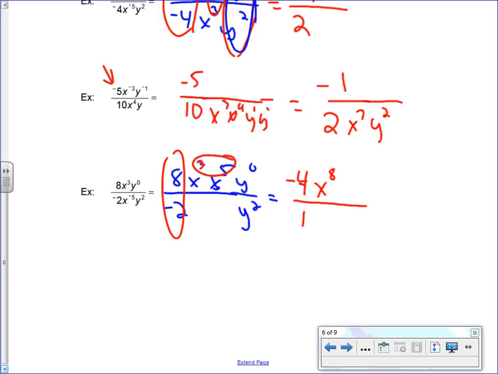And several people asked me about this. What is y to the 0? It's a plain old 1, so I can just get rid of it, because times 1 isn't going to change anything, and leave my y squared at the bottom. If you wanted to leave that 1 with the y squared, I'm not going to get upset with that. You also do the job.